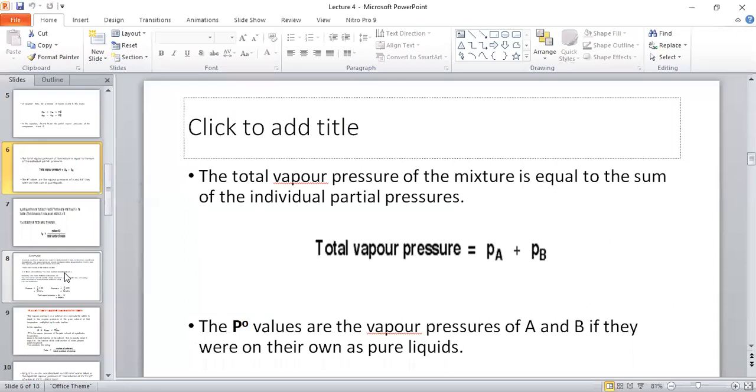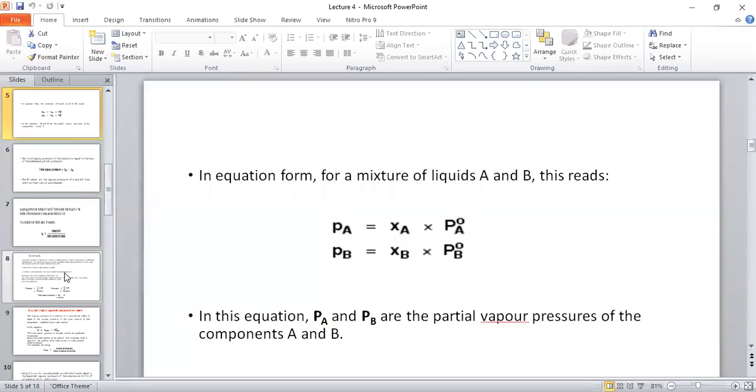But now, for you to get the total vapor pressure in that mixture, you have to add the partial vapor pressure of liquid A to the partial vapor pressure of liquid B to give you the overall vapor pressure of that liquid mixture. Here, in that equation I showed you, PA is equal to XA multiplied by P0A.